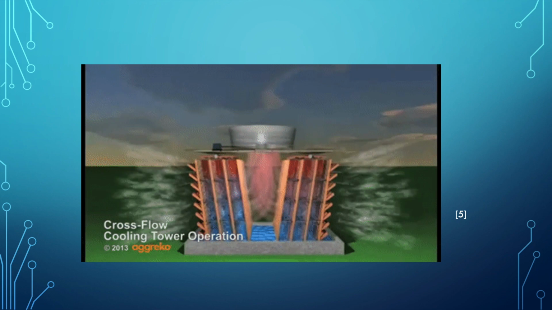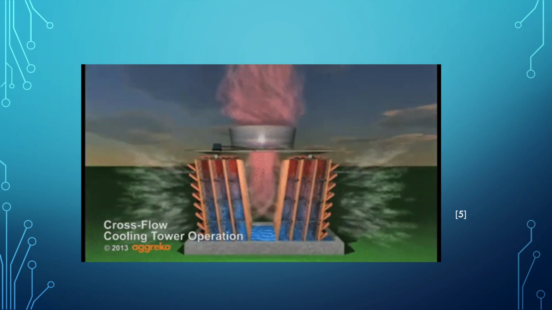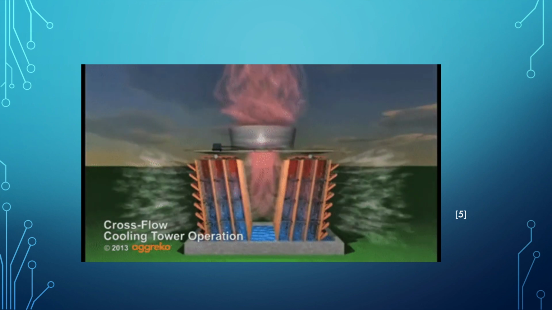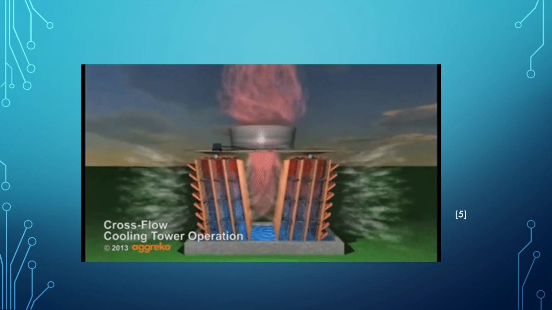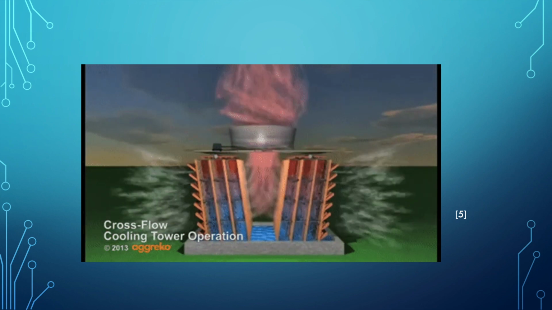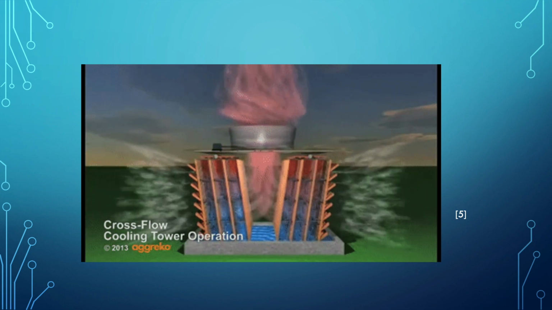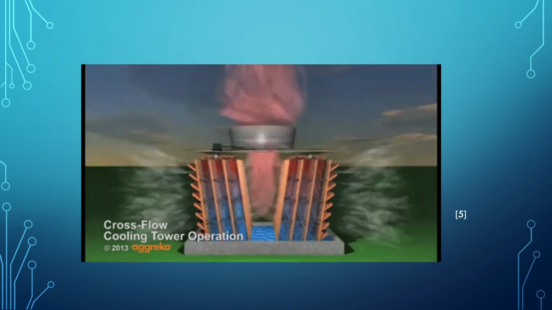Here's another one, just another visual. So the hot water comes in from the top, just re-explaining it. The dry air comes in from the side, they interact. That moist air comes up from the top of the tower. The cold water basin collects the cooled water and then runs back through.